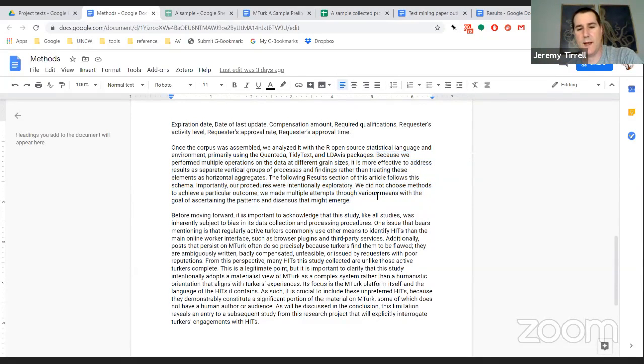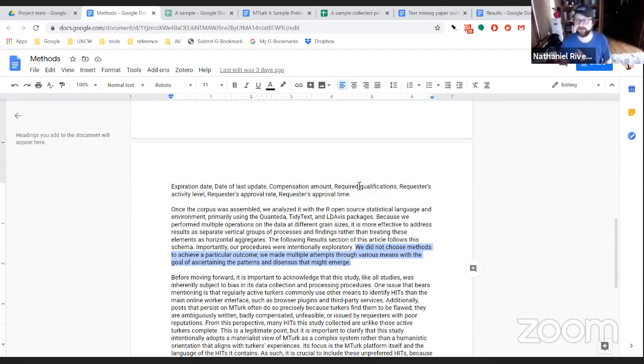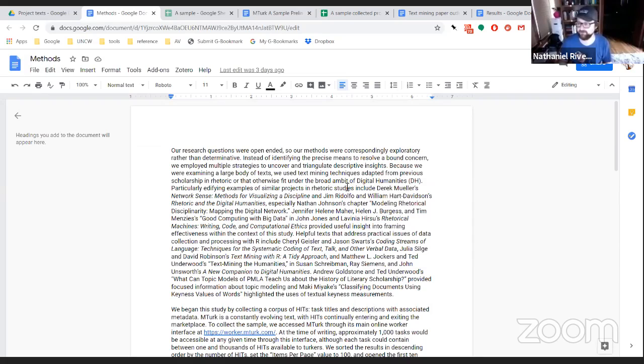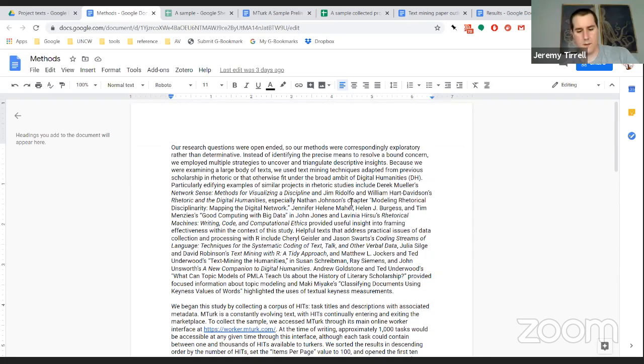And this points out one thing about the methods section. It does in a couple of places. I didn't want it to just recur and recur, but it points out this is exploratory rather than determinative, right? Yeah, and that's been our methods from the get-go. Right.